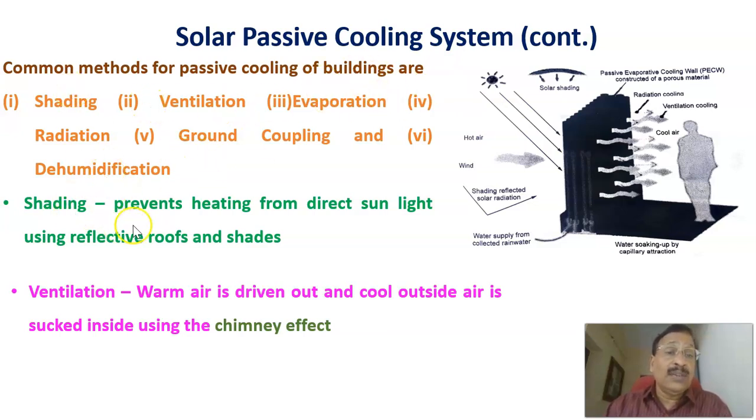Now coming to the first one, shading. The shading prevents heating from direct sunlight using reflective roofs and shades. The second one is providing proper ventilation. Ventilation means warm air is driven out and cool outside air is sucked inside using the chimney effect. So these are natural ways of cooling the building.